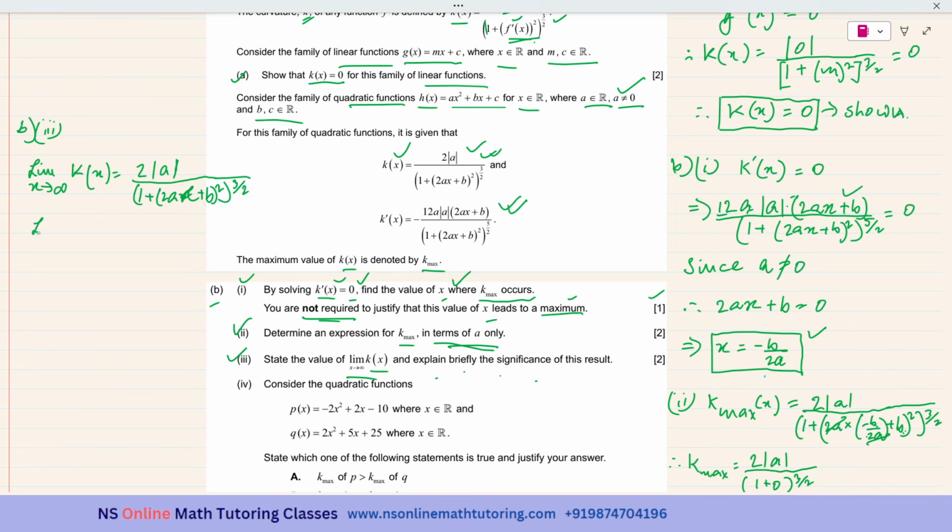Now for the limit, only this part is having x. So I am isolating this part. So limit as x extends to infinity, 2ax plus b tends to infinity. Okay. So you don't have any limit, it tends to infinity. Or let me write this inverse, tends to infinity.